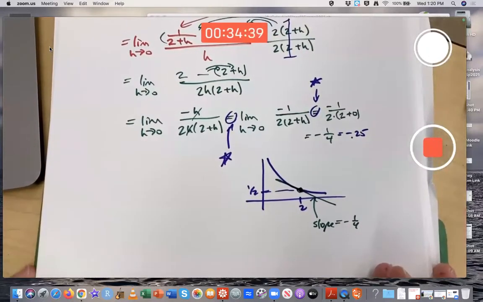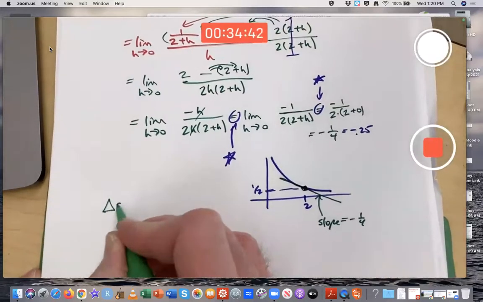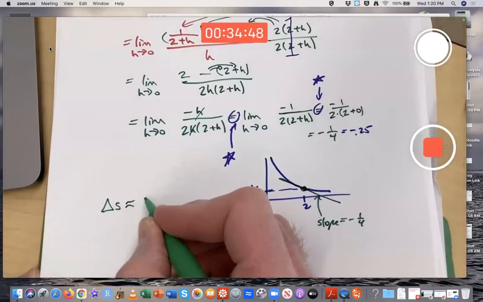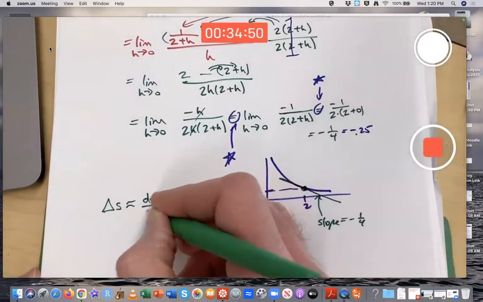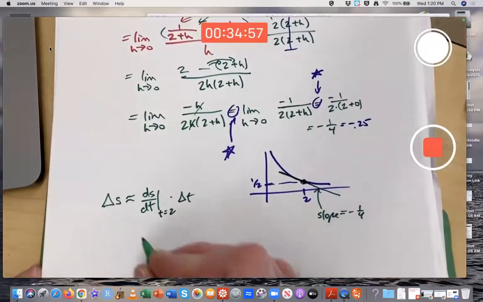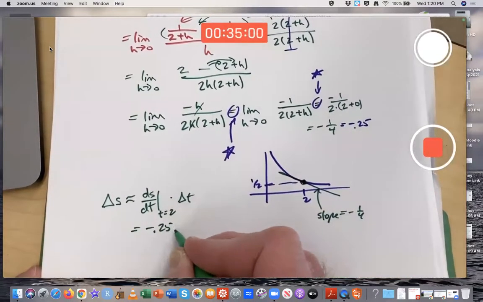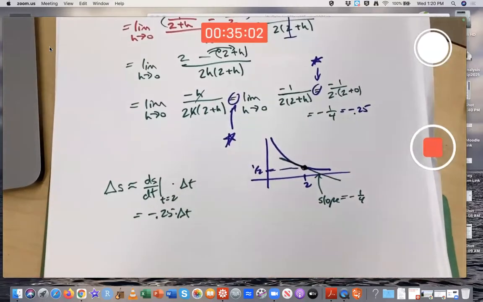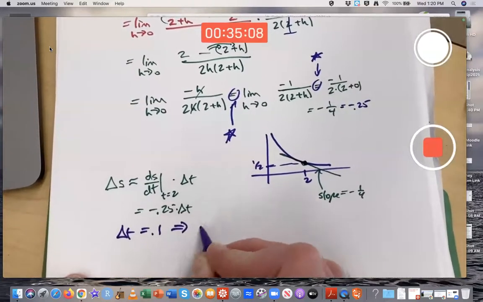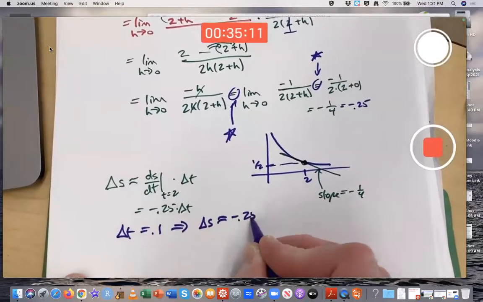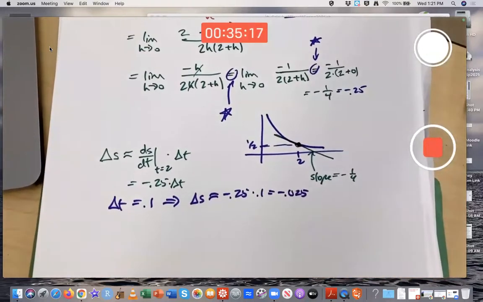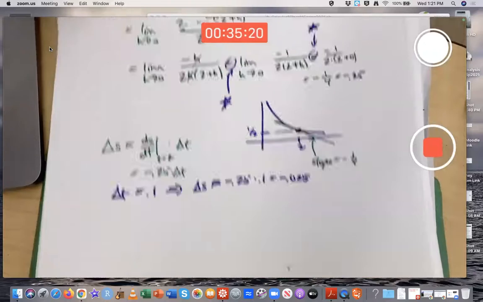So the approximate change in position now, delta S, when delta t is small, is the derivative at t equals 2 times delta t approximately. So that'll be negative 0.25 times delta t. If delta t is, for example, 0.1, then delta S is approximately negative 0.25 times 0.1, which would be negative 0.025. Does that happen exactly? No, but should be decently close.